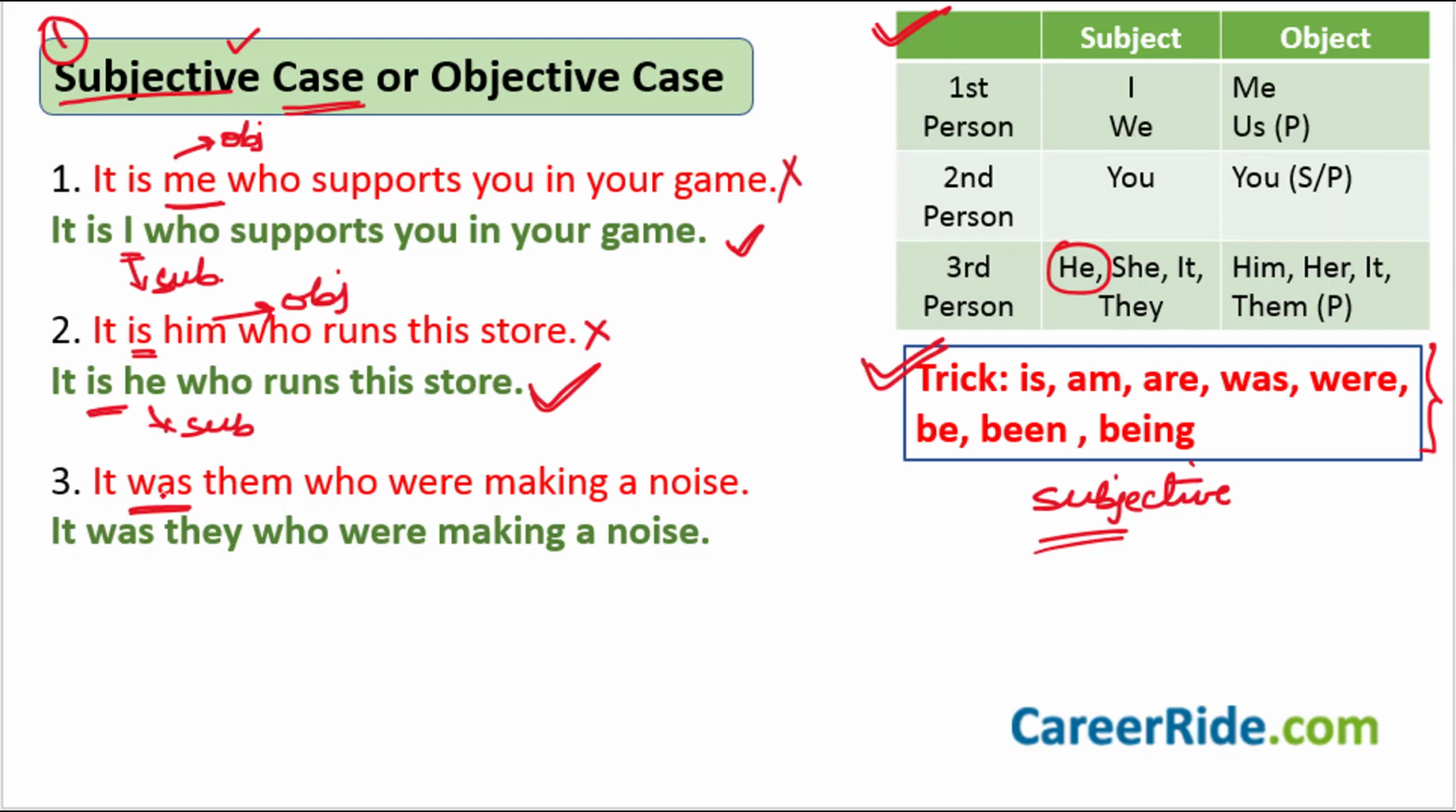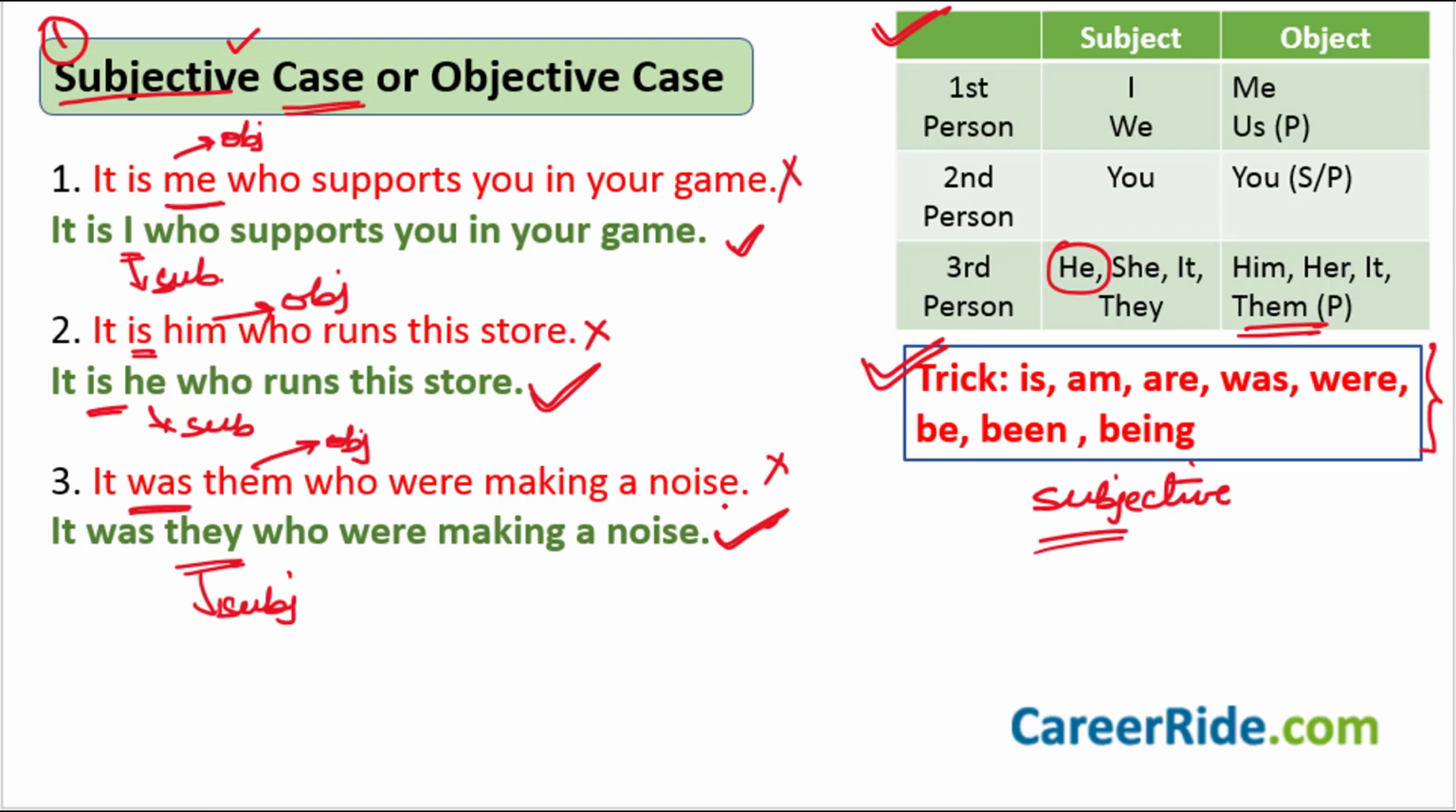And we have just learnt that whenever these words act as the main verb, we use the subjective case. Them is the objective case. You see the table. Them is the objective case of third person. We should replace it with the subjective case. Subjective case for the third person is they. It was they who were making a noise is the right thing to say. I hope the things have become clear to you.